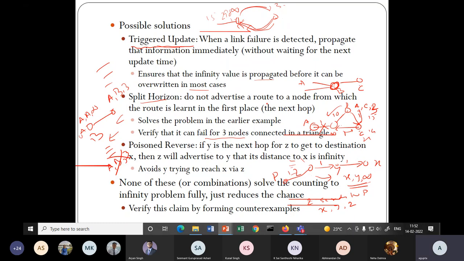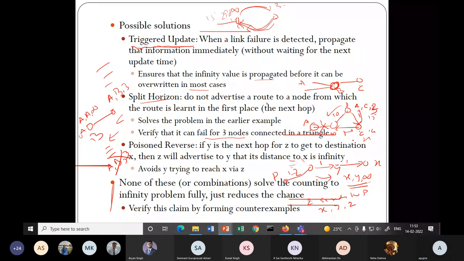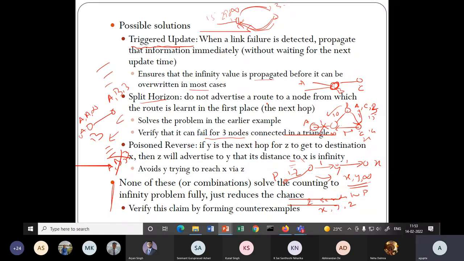Yes, sir. Okay. But you can show that none of these combinations can solve the counting to infinity problem fully. It just reduces the chance. Then there is another thing called hold down, which I'm not going through. I've already shown you why split horizon cannot do this. With poison reverse, the same thing can happen. It's okay if you send the infinity, but when it goes back and comes back to you, the same thing can happen through three node loops. So either split horizon or poison reverse will always break two node loops.